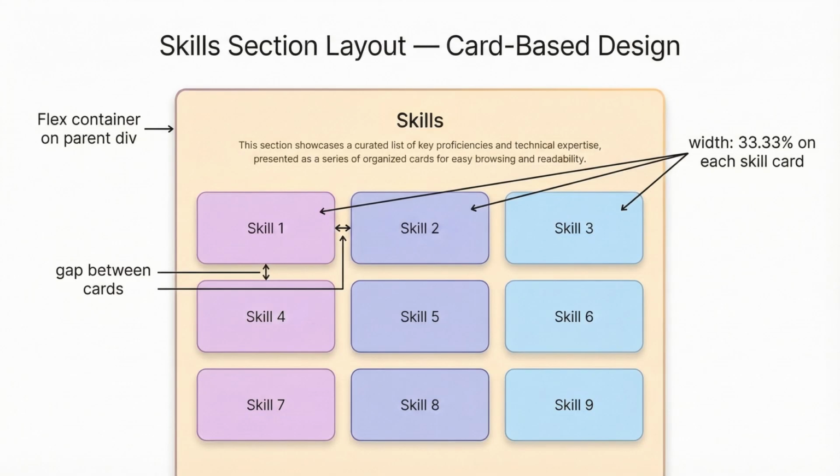Using what's been covered so far, the instructor applies display flex to the parent div holding all the skill cards. To get exactly 3 per row, each card gets a width of roughly 33.33%, 1/3 of the total container width. A gap property adds spacing between the cards. This works, but the instructor hints that this approach isn't the most optimal.